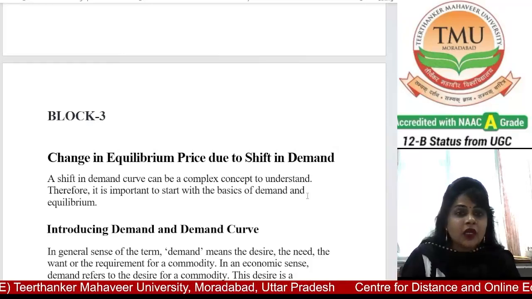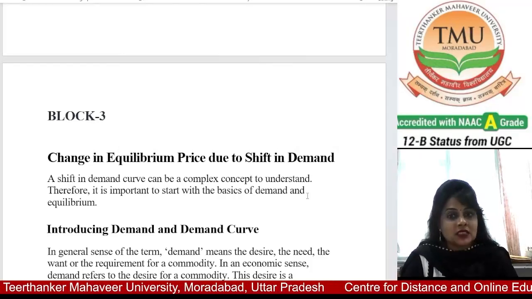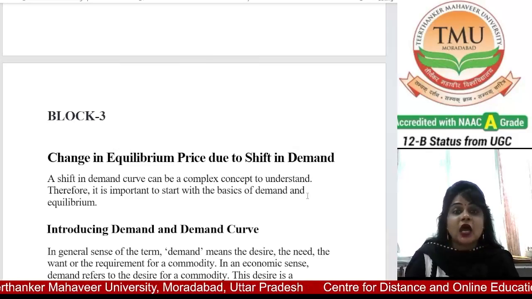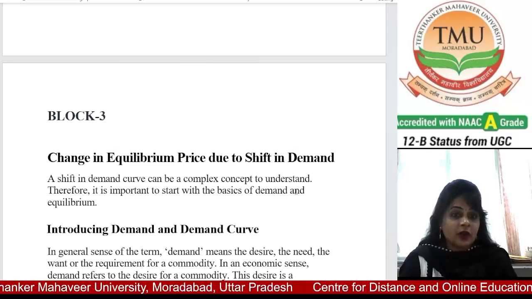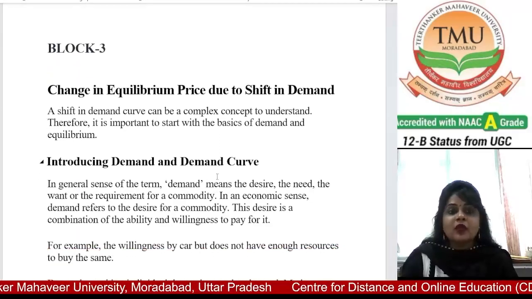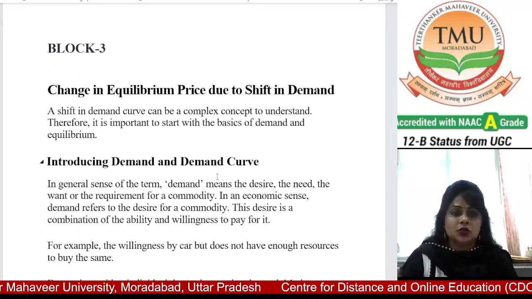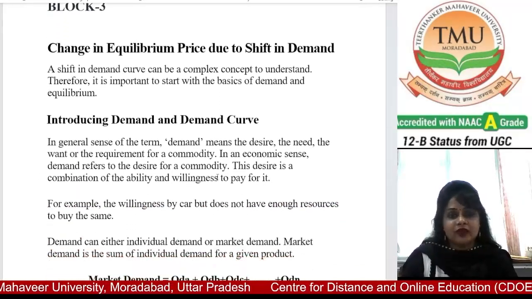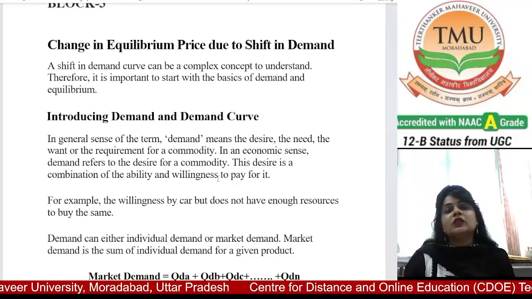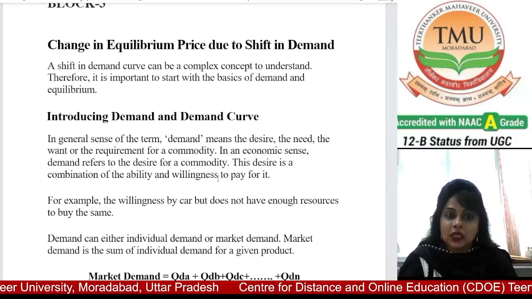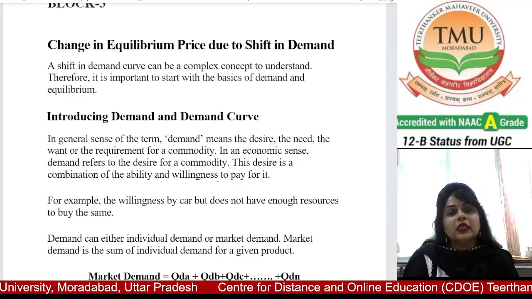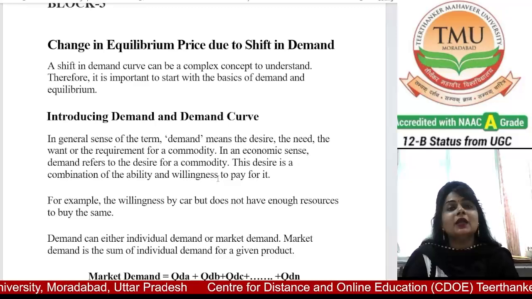A shift in the demand curve can be a complex concept to understand. Therefore, it is important to start with the basics of demand and equilibrium. To start this topic, first of all, we have to understand what demand is, in brief. As I have introduced in the previous videos, here I also explain briefly what is demand and the demand curve.